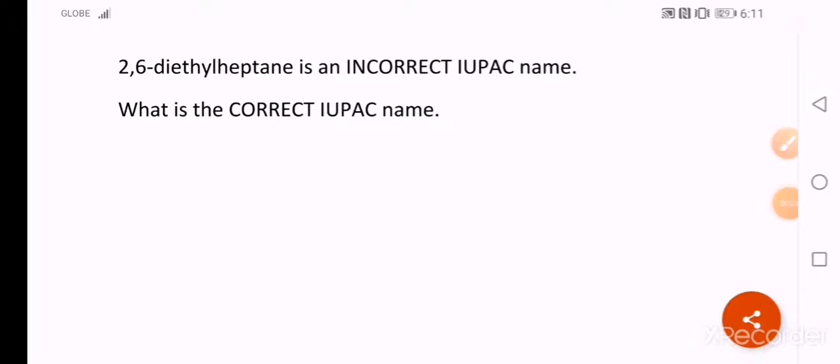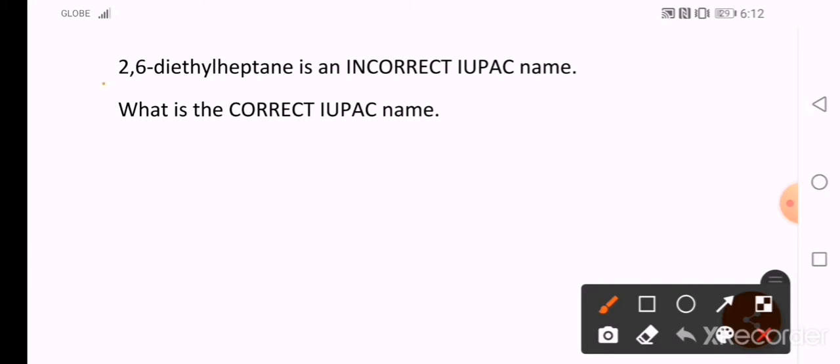Okay, if you are given an incorrect IUPAC name, paano mo malalaman or paano mo i-correct yung kanyang IUPAC name? Okay, so dapat kailangan mo munang i-drawing yung structure nung sinasabi nilang incorrect IUPAC name. So for this example, 2,6-diethylheptane is an incorrect IUPAC name. Ngayon, pinapahanap sa atin yung kanyang correct IUPAC name. So, first you have to draw the structure.